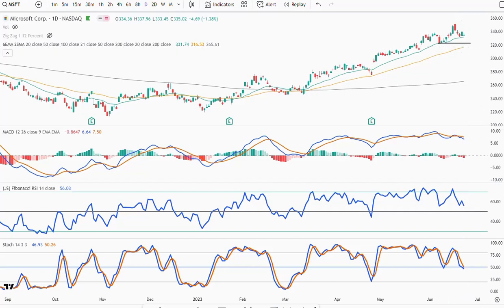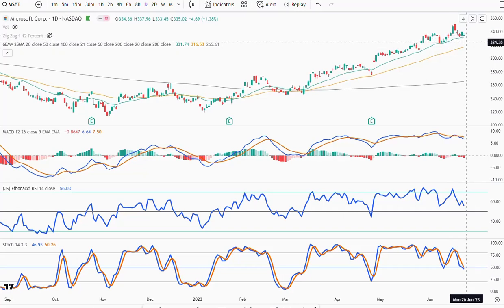On the other hand, if it takes out this level, which is 340, then the target would be the previous high, which is around 360. Let me just confirm that. No, it's around 351. So those would be the levels I'd be watching on the upside. So watch Microsoft to see whether or not we see some further weakness. But overall, again, it's looking quite positive to me.